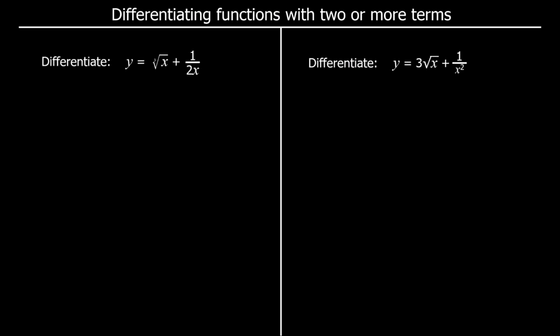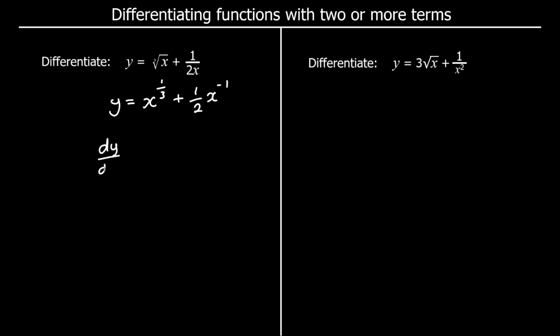This time we've got a question that we need to put into the right form before we can differentiate it. So I'm going to write y again. So the cube root of x, I'm going to change to x to the power of a third. And 1 over 2x, I'm going to change to half, and then the power of x is going to be negative 1. 1 over x is the same as x to the power of negative 1. So it's half x to the power of negative 1. Now it's in the right form to differentiate.